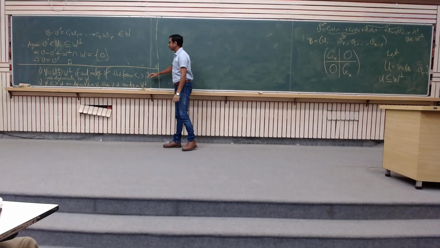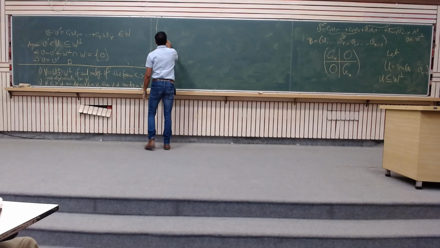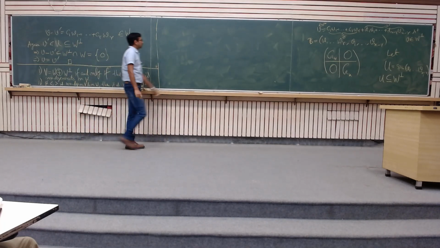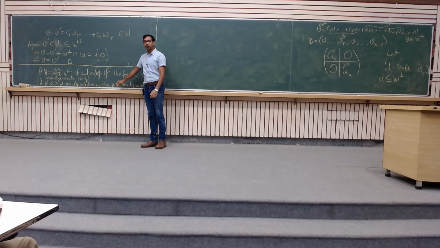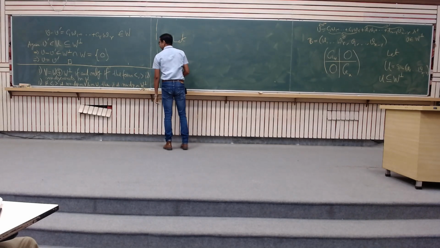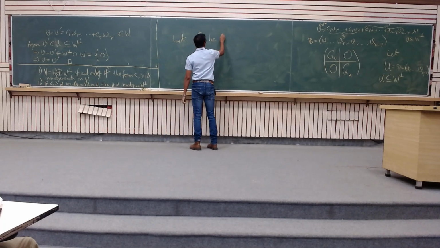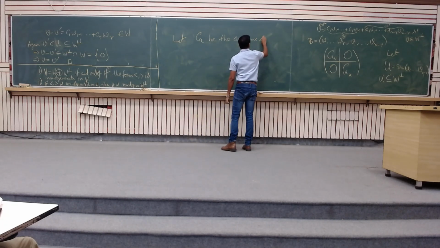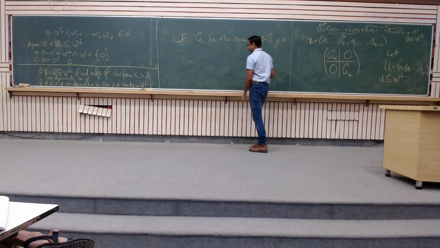All right. So we're done with this part. Now the next one: if this is non-degenerate on V and W, then it is non-degenerate on W perp. What does it mean in terms of the gram matrix again? Let G be the gram matrix of V.